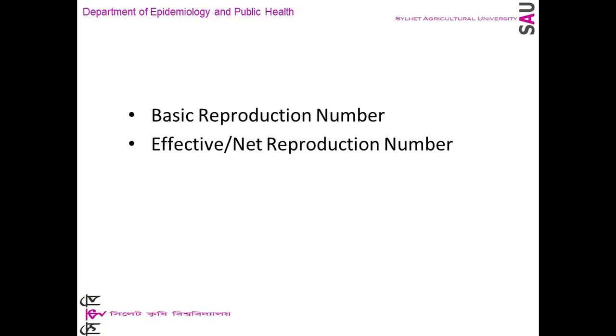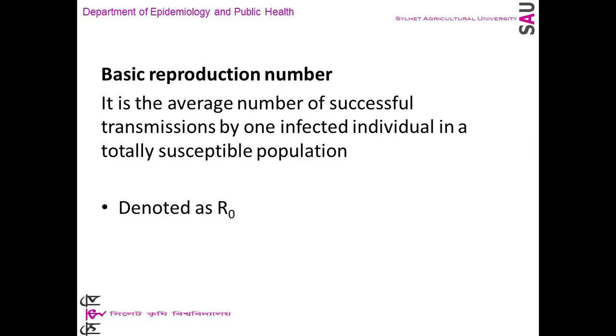Here we will discuss two measures of transmissibility: basic reproduction number and effective or net reproduction number. Basic reproduction number: it is the average number of successful transmissions by one infected individual in a totally susceptible population.